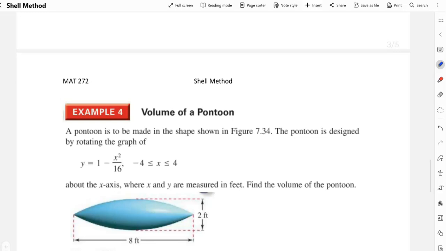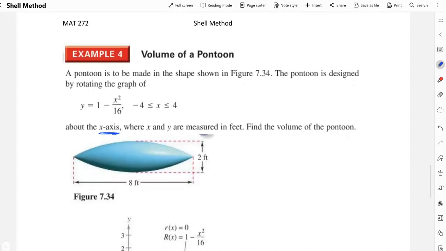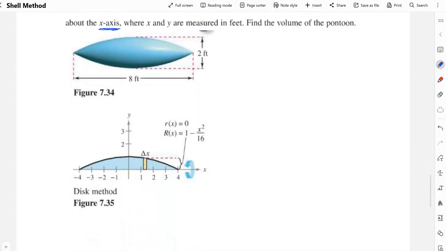So let's look at another example. A pontoon is to be made in the shape below. Kind of looks like a kayak, really. The pontoon is designed by rotating the graph of y equals 1 minus x squared over 16, and x is bounded between -4 and 4. We're going to revolve that about the x-axis, where x and y are measured in feet. We want to find the volume of the pontoon.